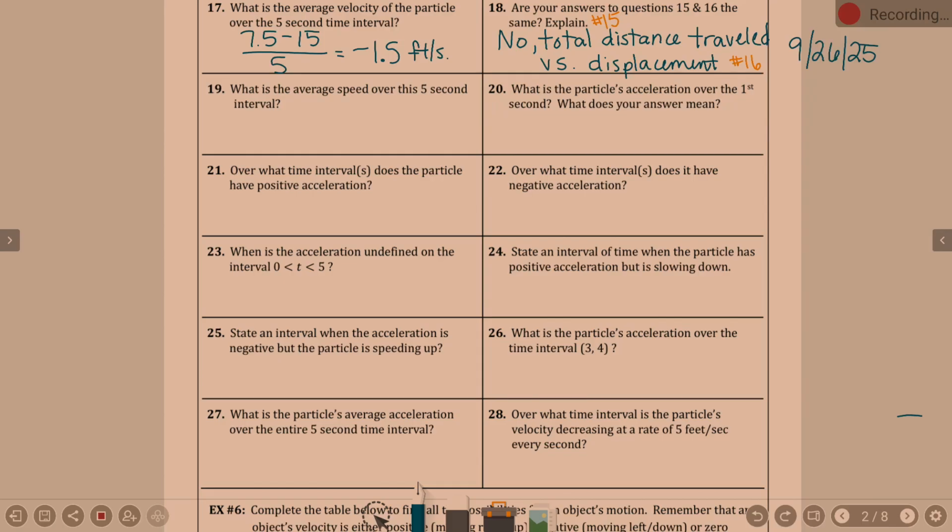Okay, what is the average speed over this 5-second interval? Well, how do we find speed? Just the absolute value of velocity. Okay, how are we going to find velocity here? We already have that velocity.